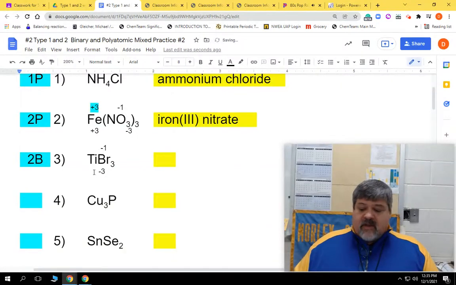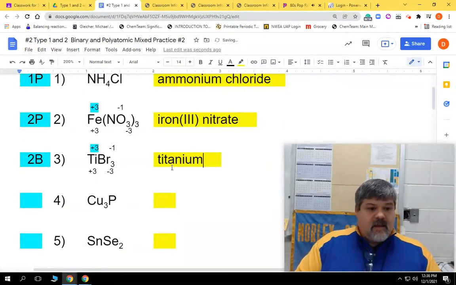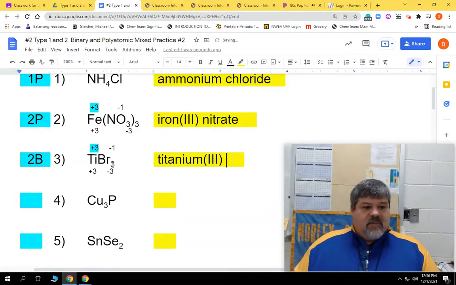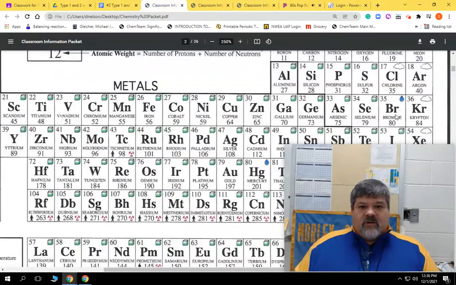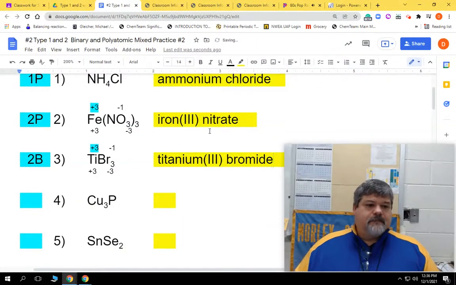Which means my total charge for my metal has to be equal but opposite, so it's going to be a positive 3. I divide by the number of titaniums we have, which there's no number there, so that means it's 1. So 3 divided by 1 is a plus 3. Highlight that again to let me know that that is my Roman numeral. So I'm going to put in titanium, and then 3. And Br, if you remember, is bromine, but the rule says we change the ending to "ide," and we end up with bromide.